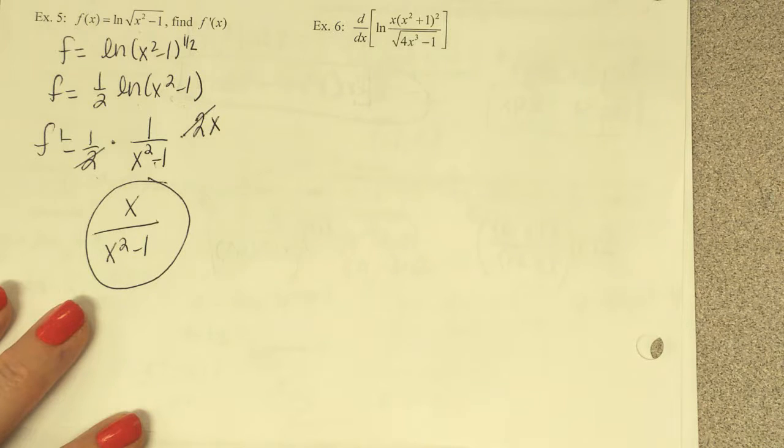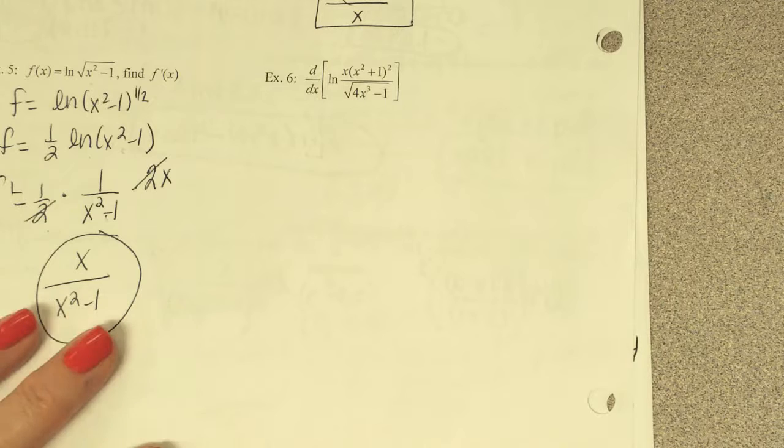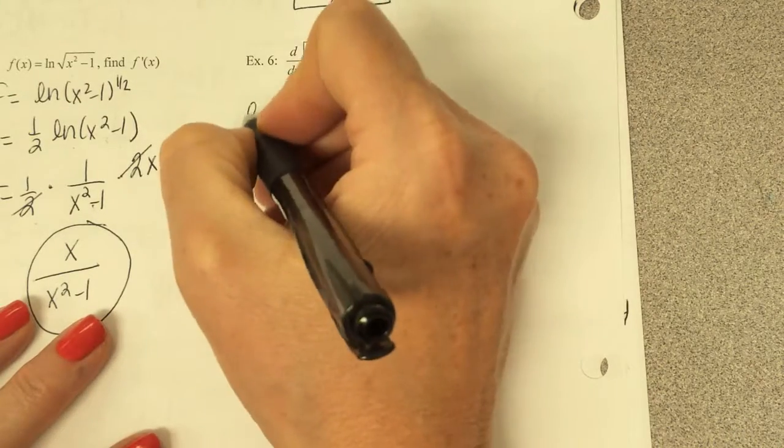Questions? All right, and let's look at this last one. This one would be impossible to do without expanding it, because we'd have to use the product rule, the quotient rule, the chain rule. All of that would have to be done within the same problem. It's too much. So we're going to expand it to make it easier.